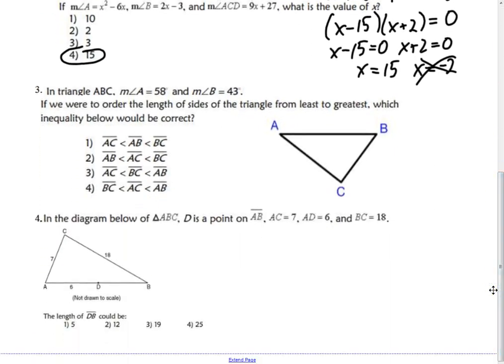Okay, so number 3, in triangle ABC, the measure of angle A is 58 and the measure of angle B is 43.